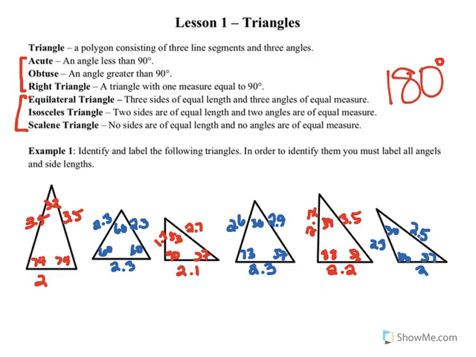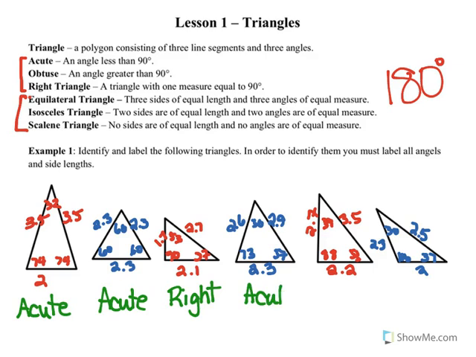So our first triangle is 74, 74, 32. Those are all acute. The next one is all 60, so it is acute. The next one has a 90-degree angle, so it is right. The next one has all acute angles. The next one also has all acute angles. And our last one has 113, so it is obtuse. So that's our first classification.